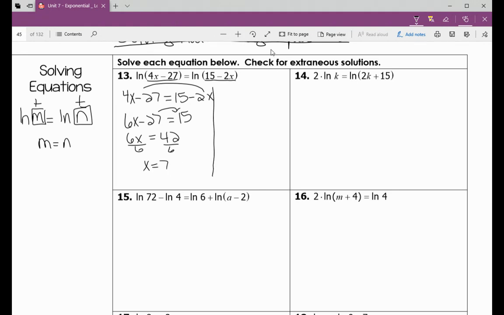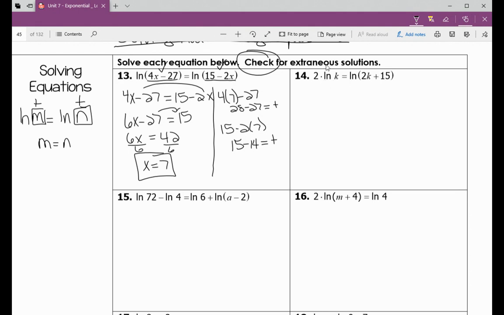Now, to check, I've got to plug 7 back in here and make sure that those numbers stay positive. So 4 times 7 minus 27 is 28 minus 27, and I do get a positive outcome, so I'm good here. 15 minus 2 times 7 gives me 15 minus 14, which is a positive outcome, so I'm good here. So I can keep the 7 as my answer.